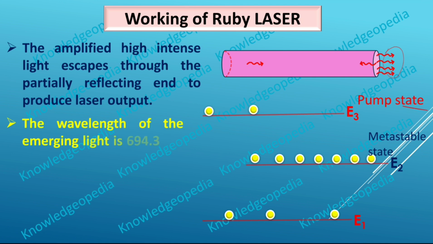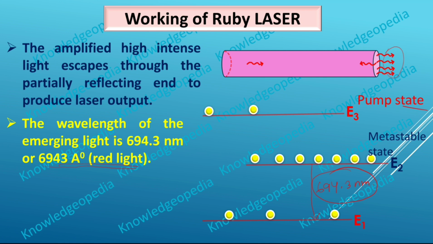Further, the wavelength of the emerging light is 694.3 nanometer or 6943 angstrom, which corresponds to red light, and that is the energy difference between these two energy states, E2 and E1. This difference is nothing but 694.3 nanometer. So this is our output, which is red in color.